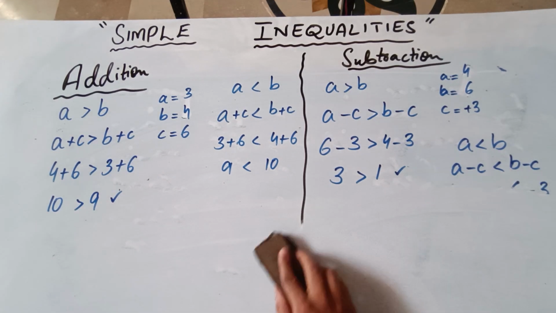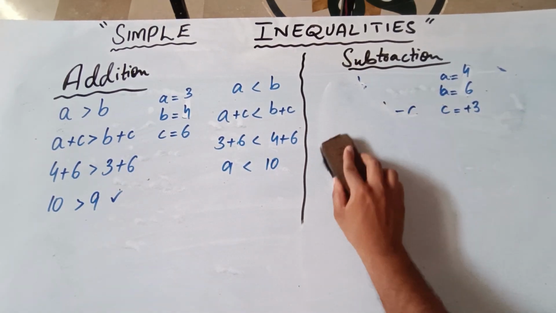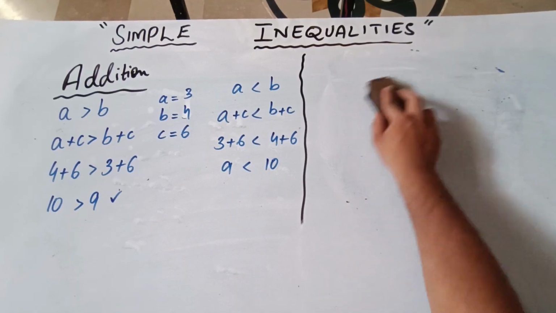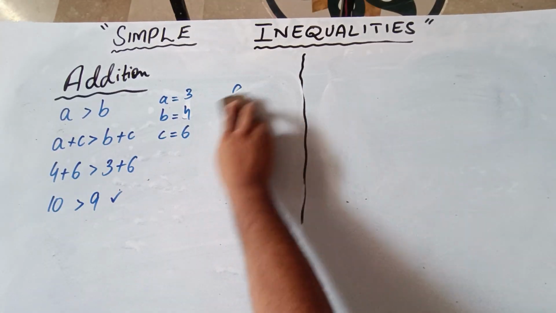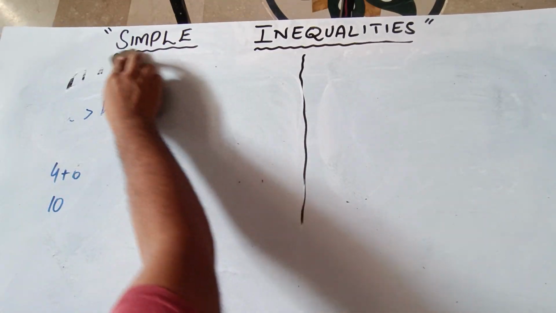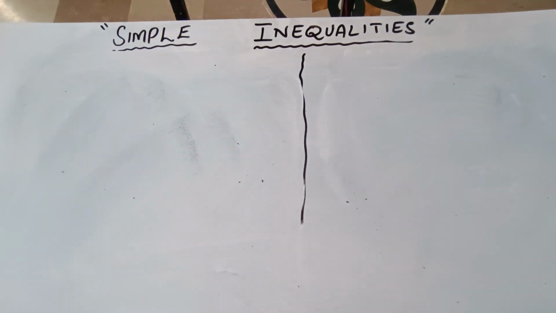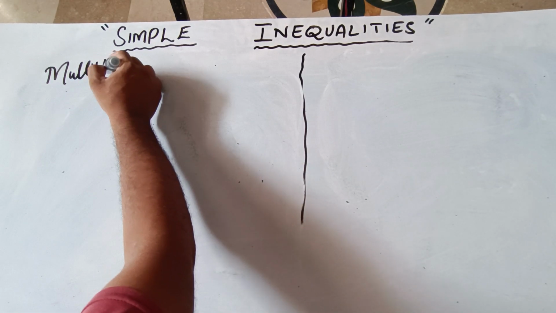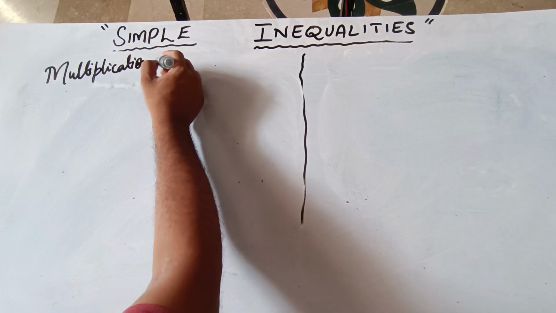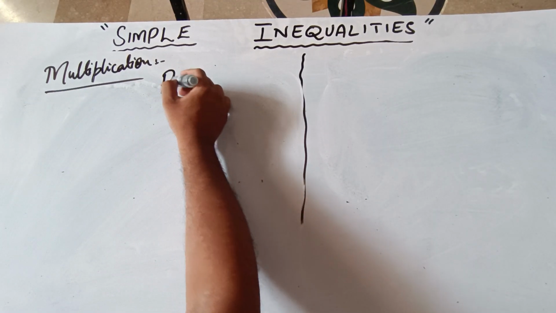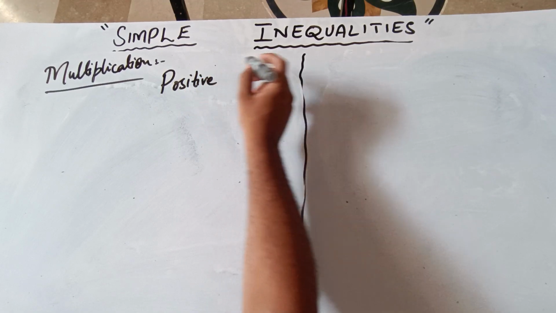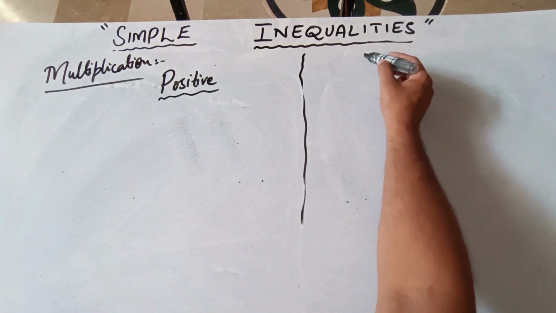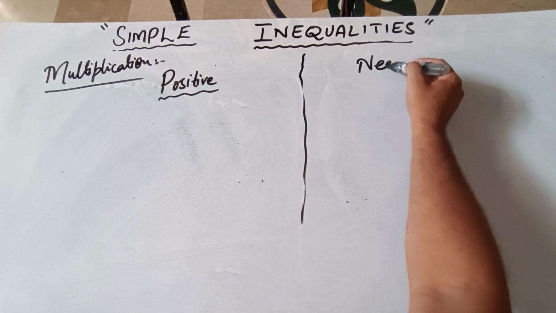Now let's discuss the third property, multiplication. We have discussed two properties, addition and subtraction. Now let's discuss the multiplication property. In case of multiplication, there are two possibilities. So let's write the heading of multiplication. There are two possibilities: multiplying by a positive number and multiplying by a negative number.